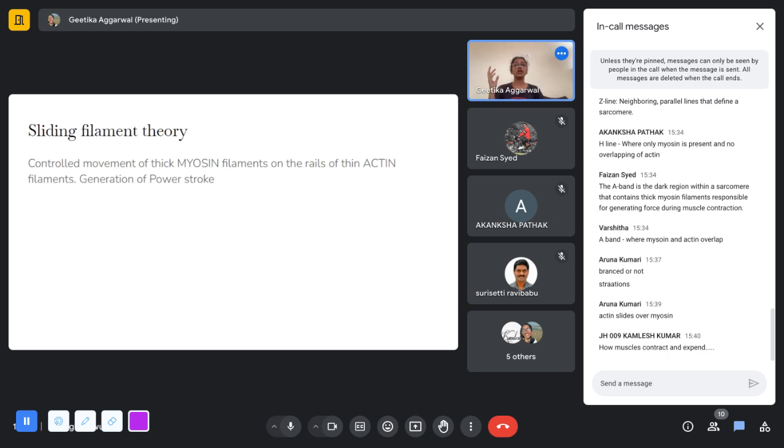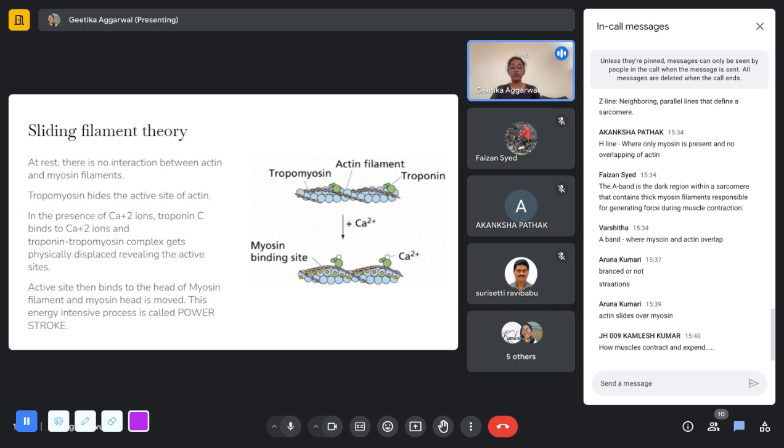It mentions the controlled movement of the thick myosin filaments on the rails of the thin actin filaments, and it also talks about the generation of the power stroke. So here you can see, as I talked about before, how actin looks. It has the actin filament, tropomyosin and troponin, and the active sites, which you can see are marked in yellow. They are hidden by the tropomyosin.